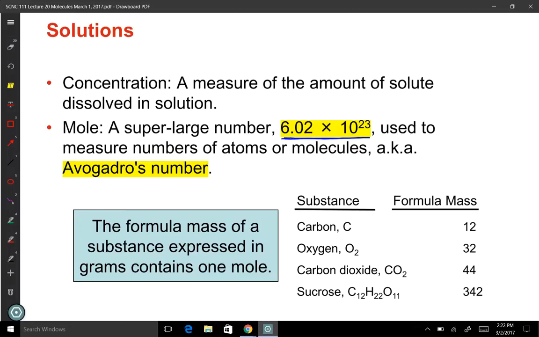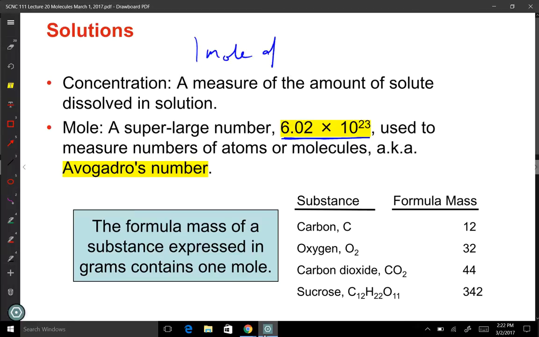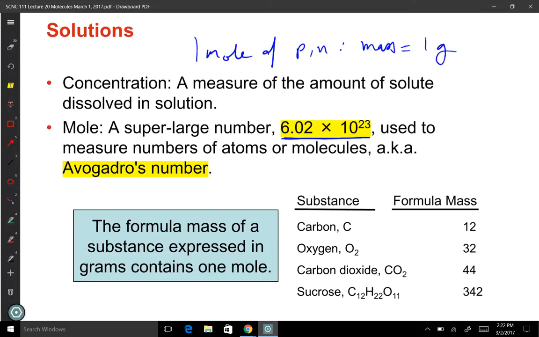So that number, 6.02, there's more digits after that, is just a constant. And a mole is that many molecules. What's special about that mole is that it allows us to calculate mass. If I have 1 mole of protons or neutrons, it has a mass of 1 gram. Now, of course, as protons and neutrons have slightly different masses, it's not an exact equality.